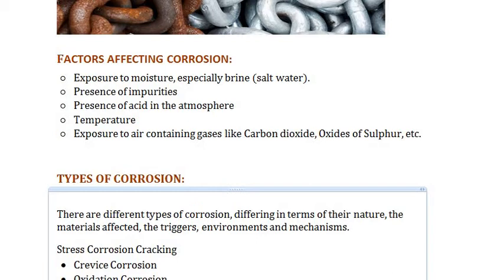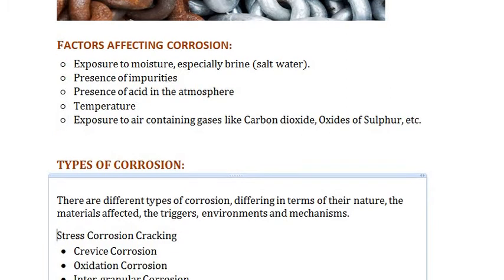So for example, in bolt heads, that's the bolts we normally know, because it's a confined space, the type of corrosion that mostly occurs there is not surface corrosion but crevice corrosion. Next is oxidation corrosion, and this is actually the one that is most likened to rusting.